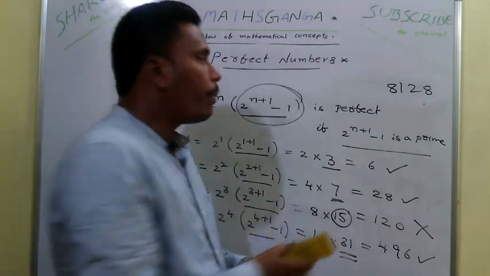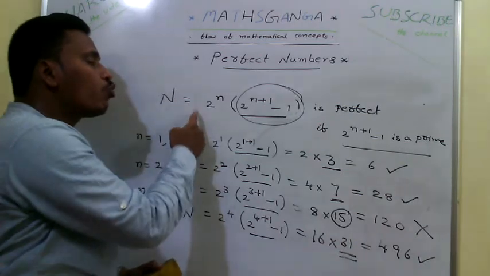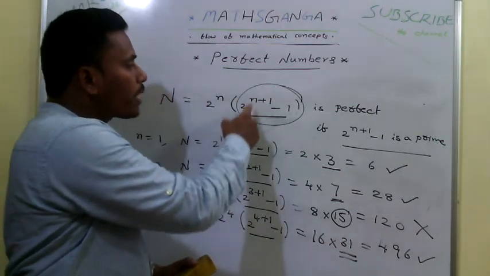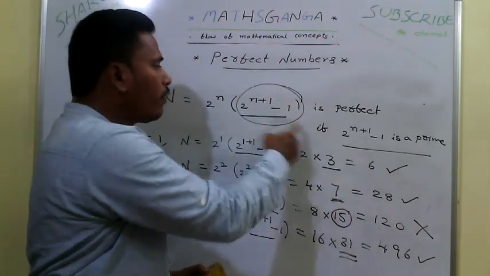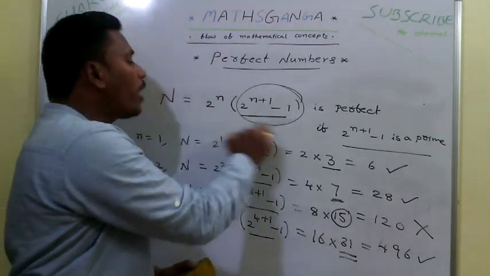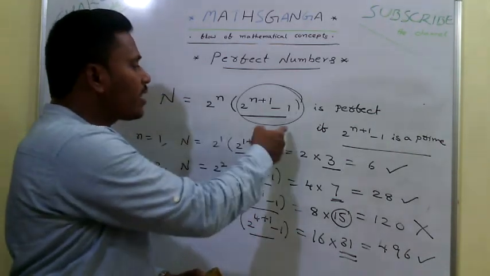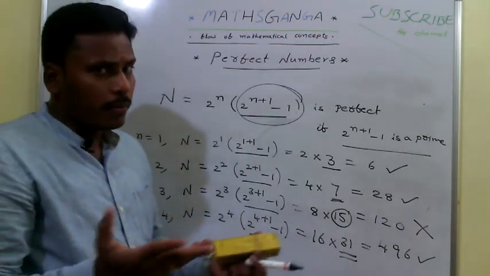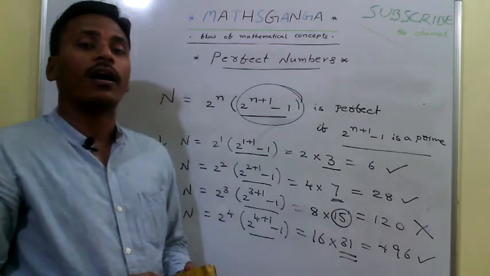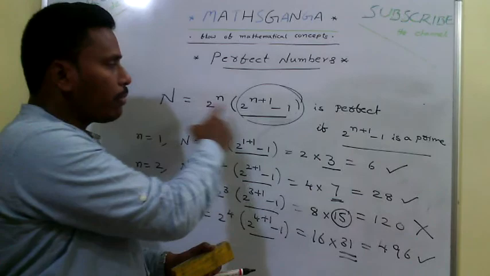And later, the mathematician Euler proposed that a number of the format 2 power n into 2 power n plus 1 minus 1 is a perfect number if this 2 power n plus 1 minus 1 is a prime. Okay, see how it becomes a perfect number. Already we discussed the proof here. We calculated the sum of the factors of the number n. Clearly it becomes 2 times the given number n if it is a prime. So this is a perfect number if it is a prime.